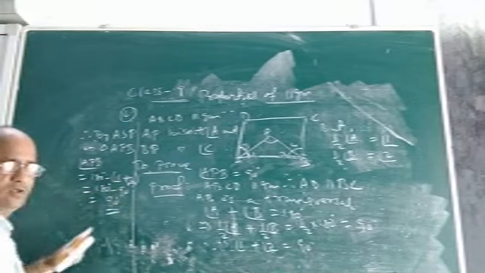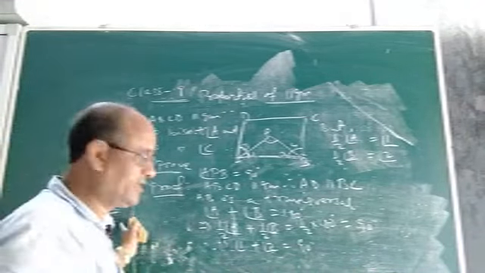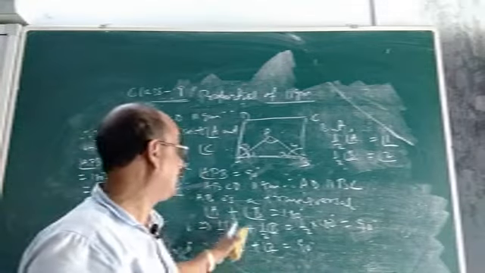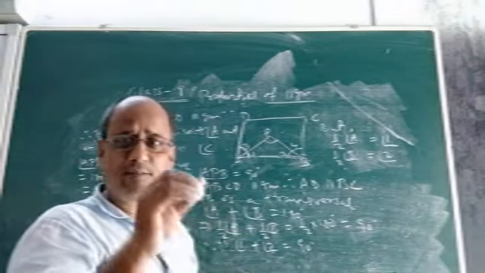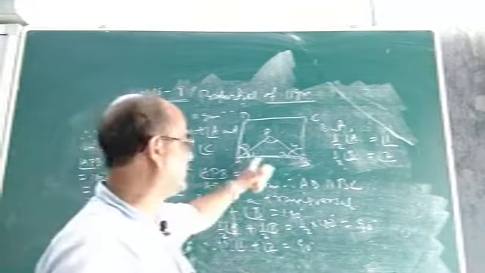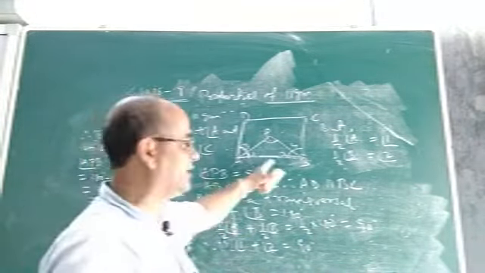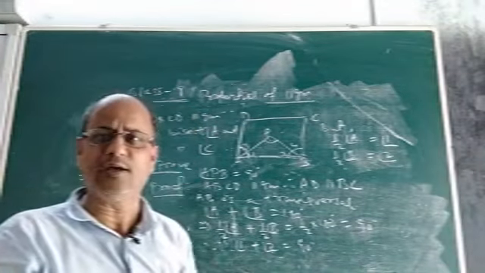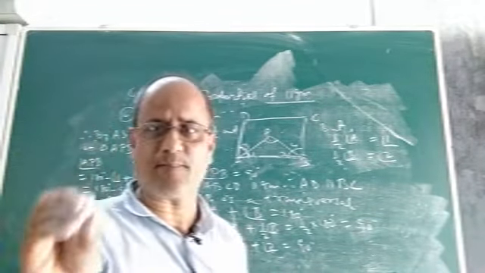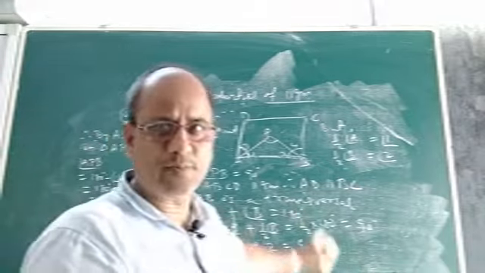See children, in this way we could prove that in a parallelogram, if we take the bisectors of any two interior angles, it will enclose a right angle, meaning they will intersect at 90 degrees. The two bisectors of two interior angles of a parallelogram always intersect at 90 degrees or a right angle.